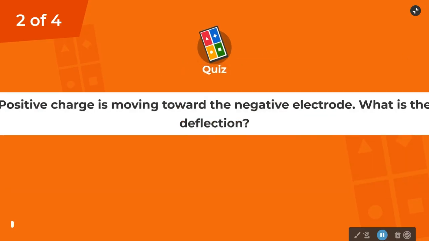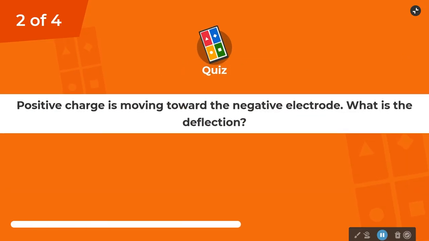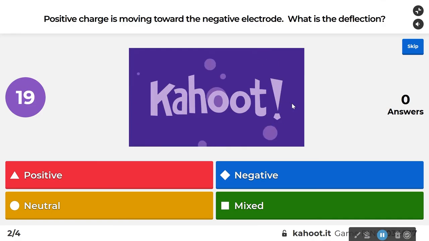All right, next up. Positive charge is moving towards a negative electrode. What's the deflection?